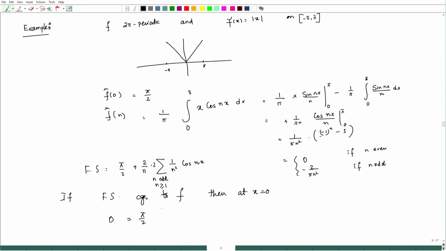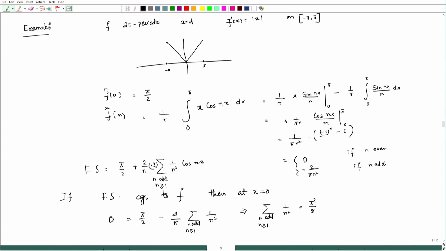Here there is a minus sign I have missed out. Here it is a minus of 2. So, now minus 4 by pi summation over n odd, n greater or equal to 1, 1 by n square. Therefore, this will imply that summation n odd, n greater or equal to 1, 1 by n square is equal to pi square by 8, if I am taking it to the other side.